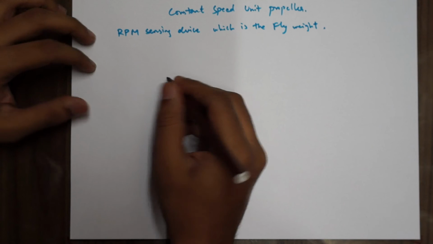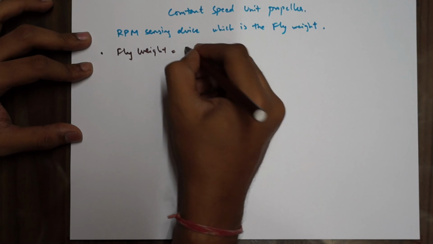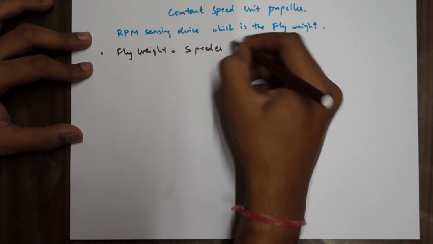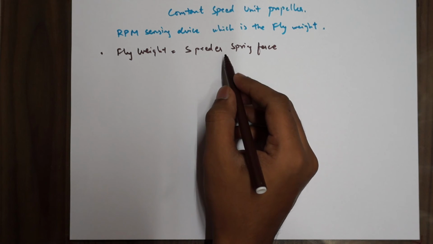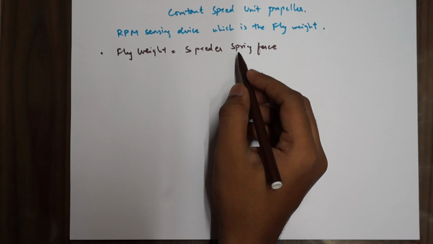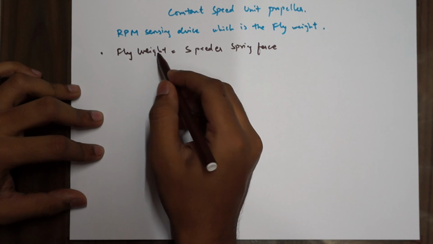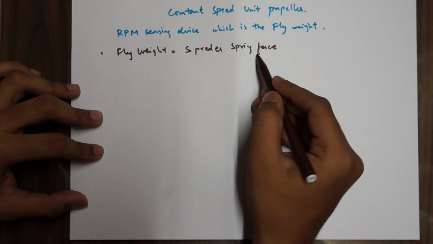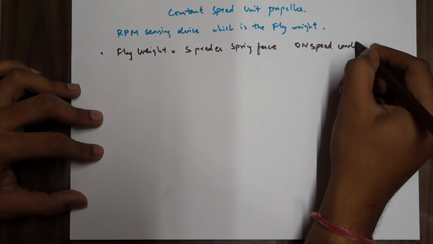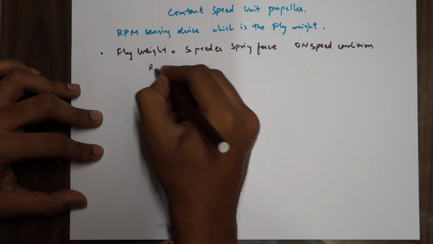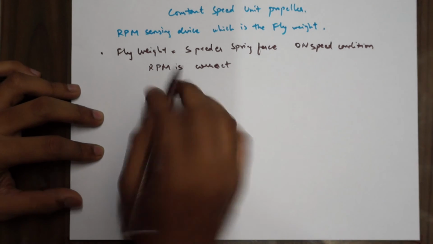So there are three conditions. Suppose the flyweight is equal to the speeder spring force. So this speeder spring force is actually the spring that keeps the RPM of the propeller. So if the flyweight, which is sensing the RPM, is equal to the speeder spring force, then it is called on speed condition. On speed condition, and RPM is correct. Okay, this is on speed condition.